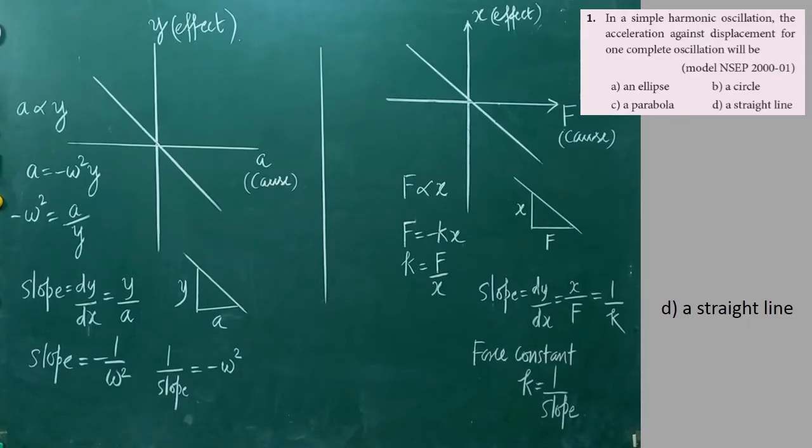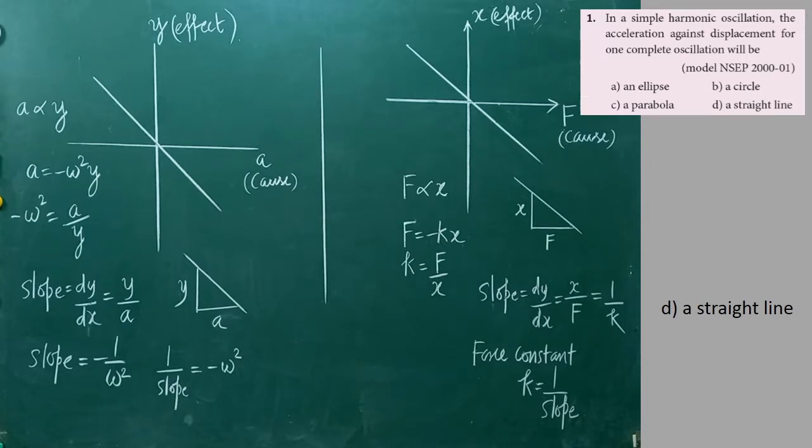Now we are going to solve problem number 1, which is given on page number 218 in the oscillation chapter. First I will read the problem. In a simple harmonic oscillation, the acceleration against displacement for one complete oscillation will be: four options are given: an ellipse, a circle, a parabola, a straight line. Here the answer is a straight line, but you have to understand the concept.